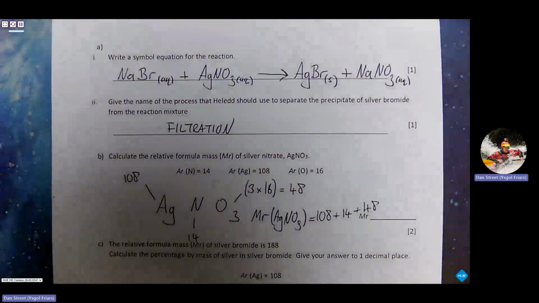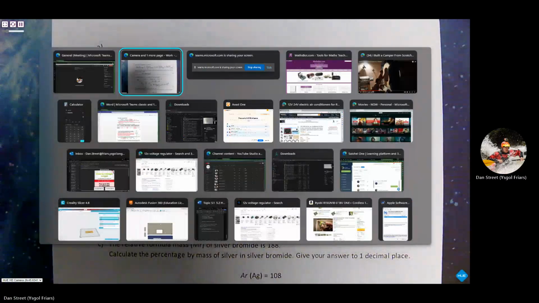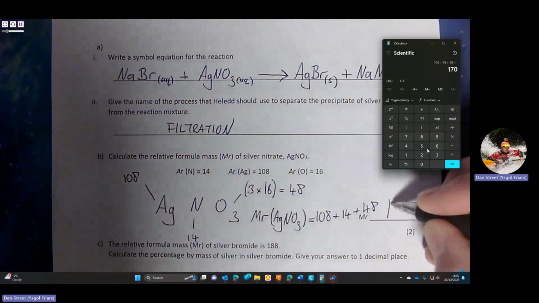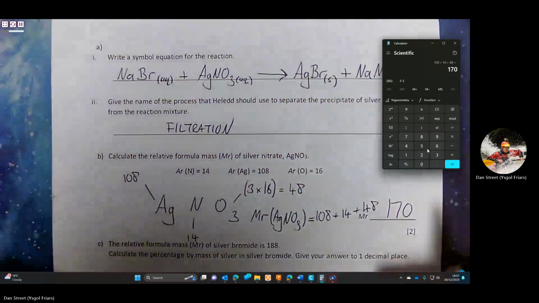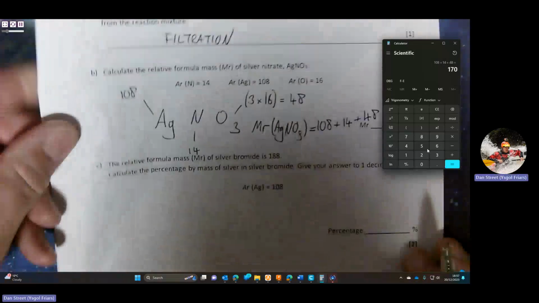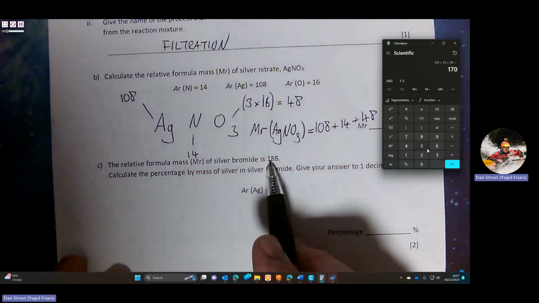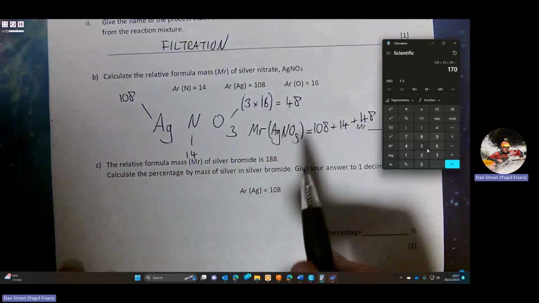And if we confirm that on the calculator, we've got our 108 plus 14 plus 48 gives us 170. Okay. And part C says the relative formula mass of silver bromide is 188. Okay, so that's a different compound to previously.